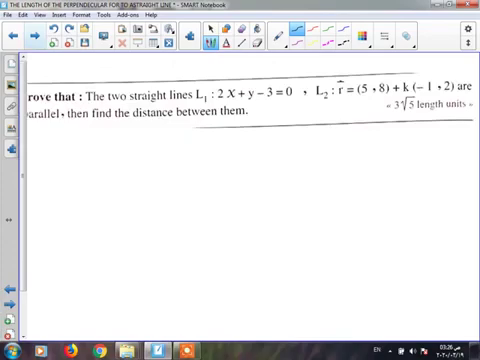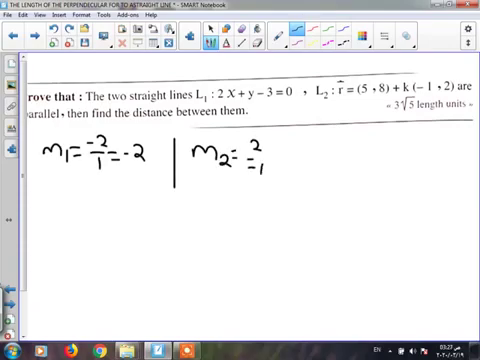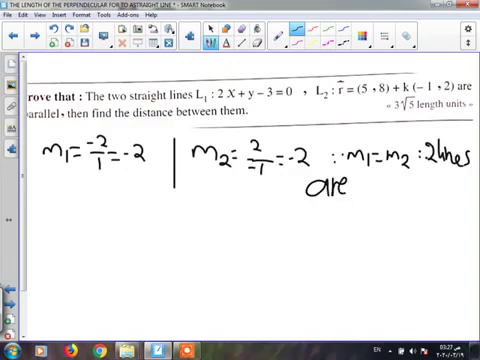Prove that the two straight lines L1 and L2 are parallel, then find the distance between them. How can I prove that they are parallel? If their slopes are equal. How can I get the slope from the first? M1 is going to be -2 over 1, which is -2. And M2 will be 2 over -1, which is -2. Since M1 equals M2, therefore the two lines are parallel.